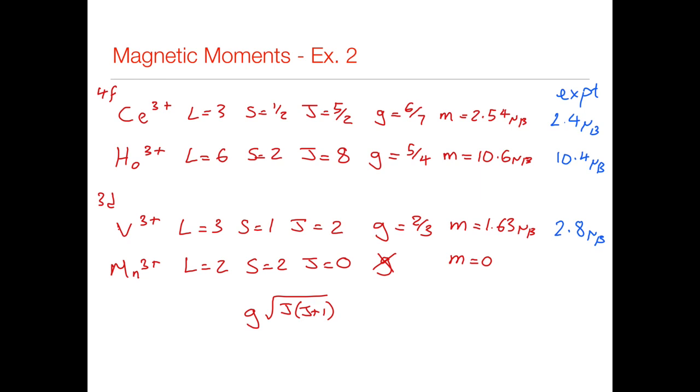How does that fit with experiment? Well, it's a bit rubbish. 4.9 mu B, miles off. So this is quite interesting because we found that when we looked at the 4F elements, our theory was really very accurate. But when we came to look at the 3D elements, it really wasn't predictive at all. Okay, so what's going on?